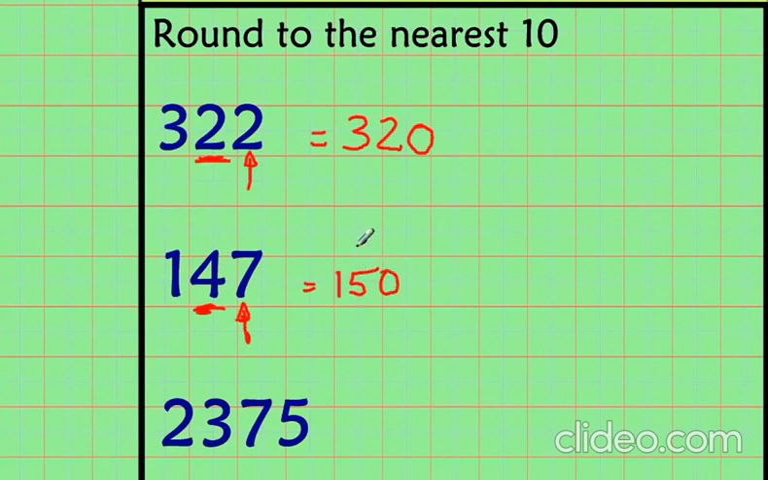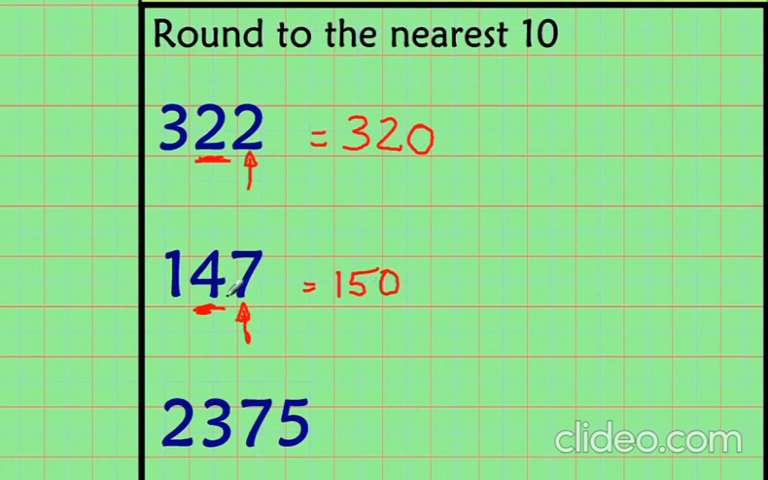Now you can start looking at these and think, well, this is common sense. 322 is obviously closer to 320 than the next one up, which would be 330. So that's correct. And similarly here, 147, is that closer to 140 or 150?